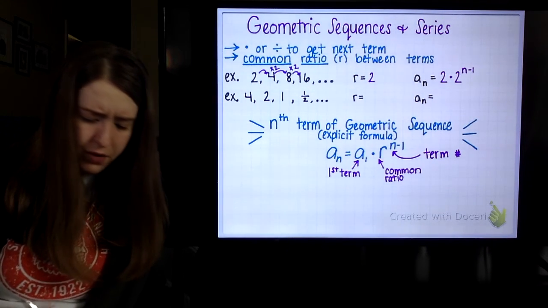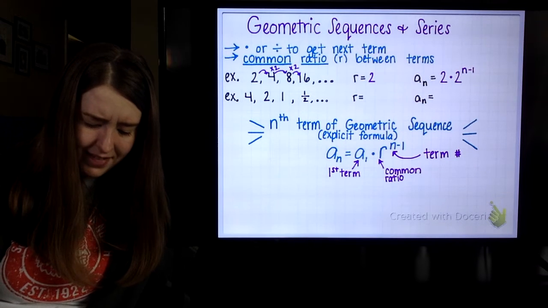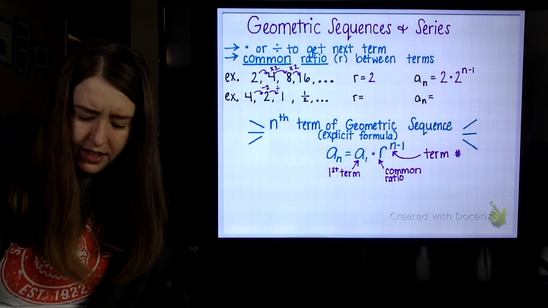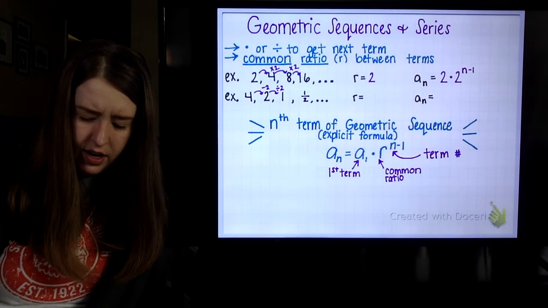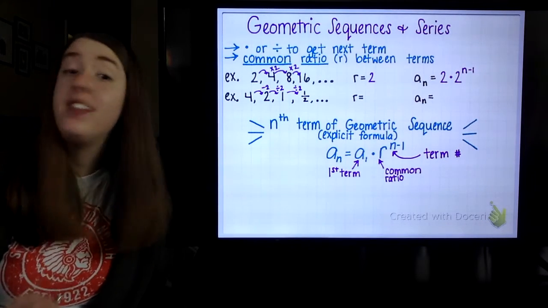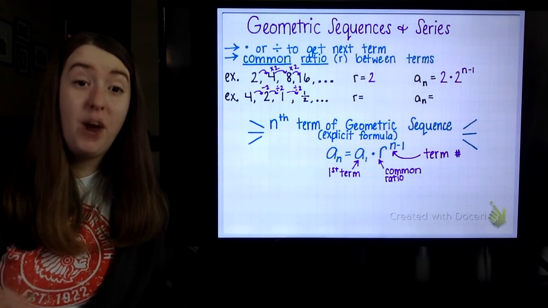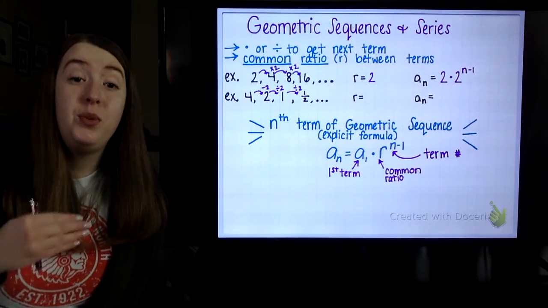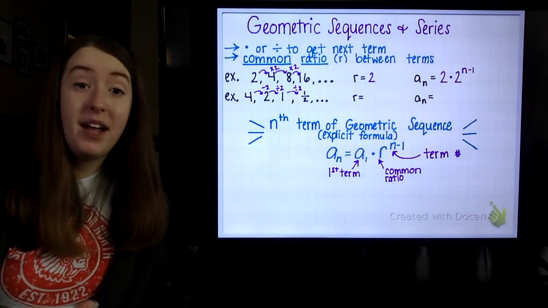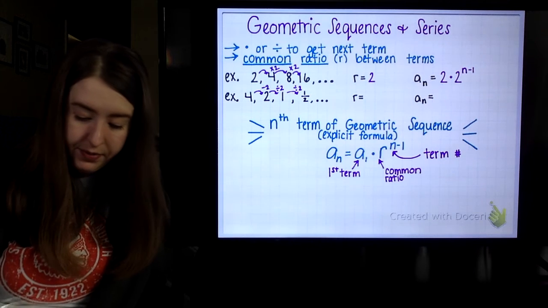So from 4 to 2, we divided by 2. From 2 to 1, we divided by 2, and from 1 to a half, we divided by 2. However, that is not how we write our common ratio. We write it as what do we multiply by every time. And what we multiplied by every time was really 1/2.